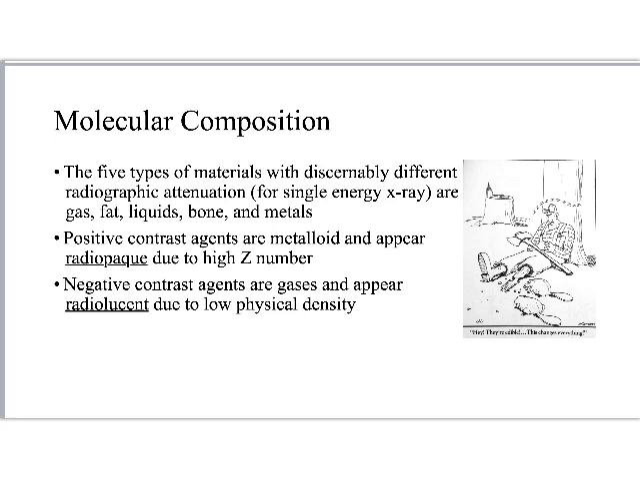Negative contrast agents do not work on that basis. Negative contrast agents appear radiolucent. That means that they appear black on the image because the X-rays are able to pass through them due to low physical density. So one has to do with atomic Z number.